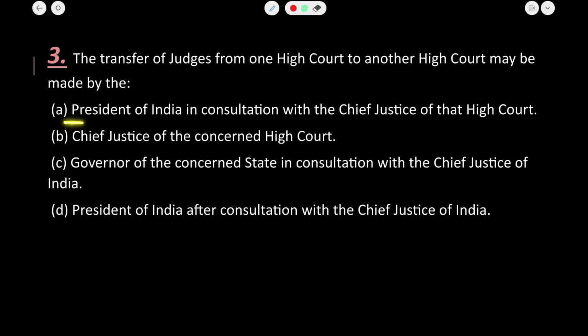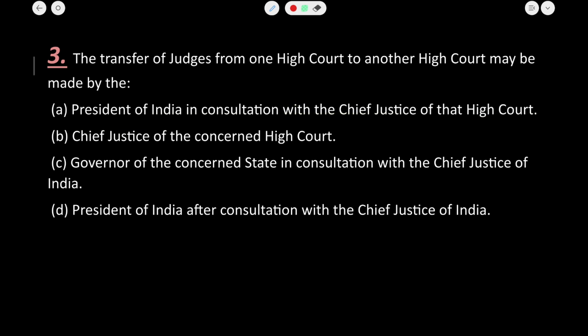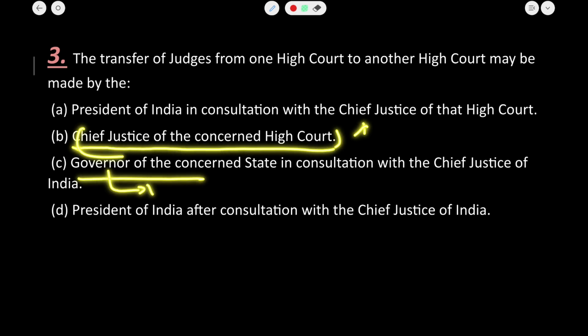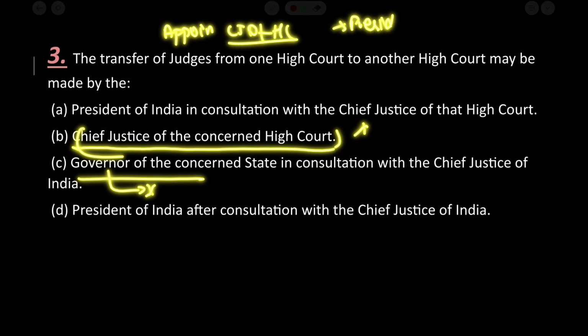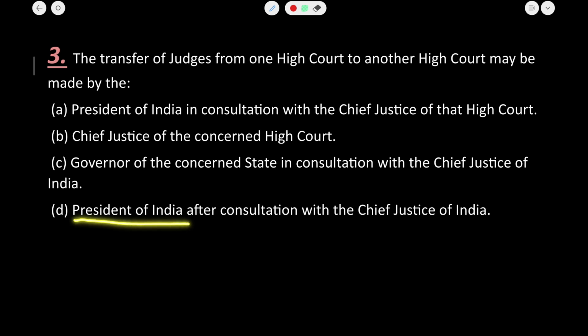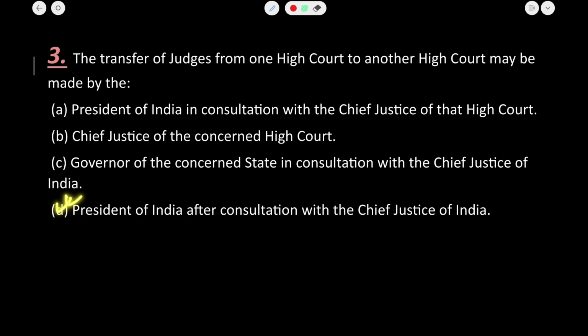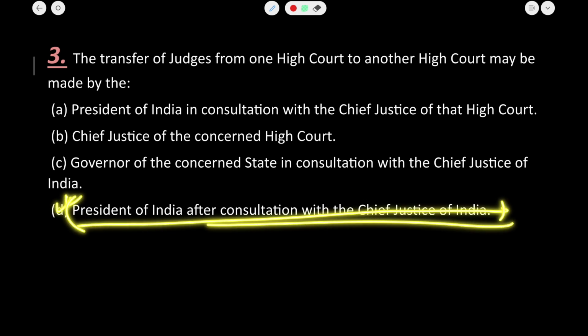Now let us see. The President of India in consultation with the Chief Justice of that High Court, no. There is a role of Chief Justice of India of the Supreme Court, not the High Court. The Chief Justice of the concerned High Court, no. Governor, no. Governor does not have a role to play. Although for the appointment of Chief Justice of High Court, the President appoints the Chief Justice of High Court by consulting the Chief Justice of India as well as the Governor of that state. Okay. Option D is President of India after consultation with the Chief Justice of India. Yes, this is true. The D option is absolutely correct here. So D will be our correct answer.